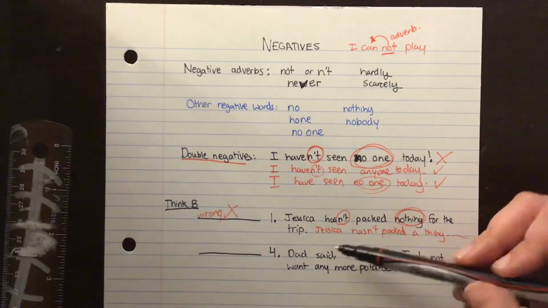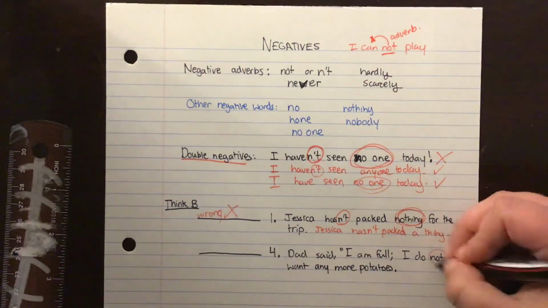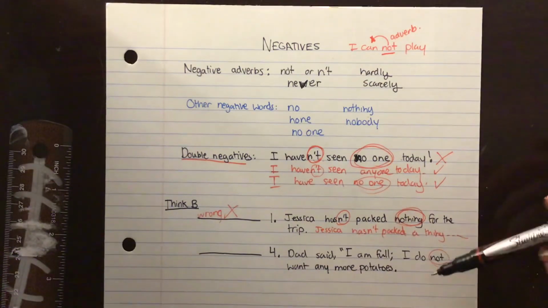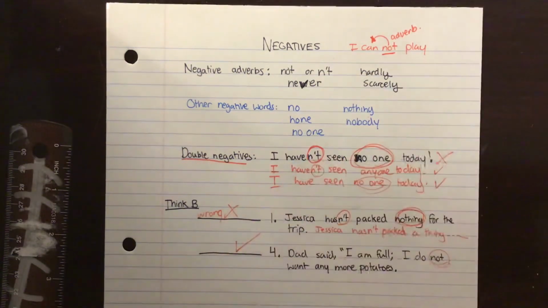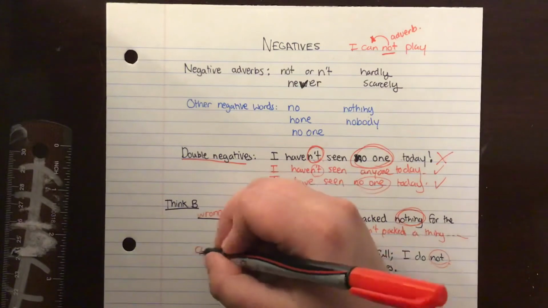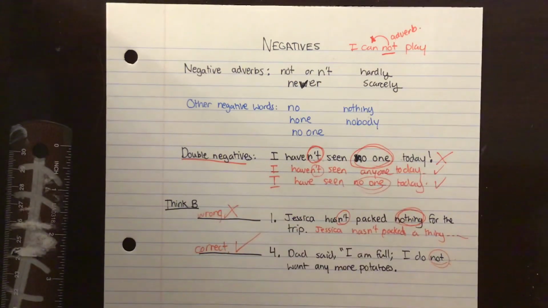What about this one? Dad said, I am full. I do not want any more potatoes. I only see one negative there, so that means that sentence is ding, ding, ding, correct. If there is only one negative, your sentence is absolutely fine. So please give that a try.